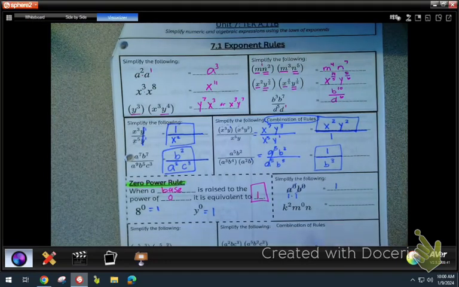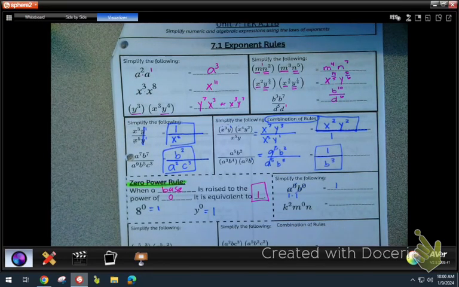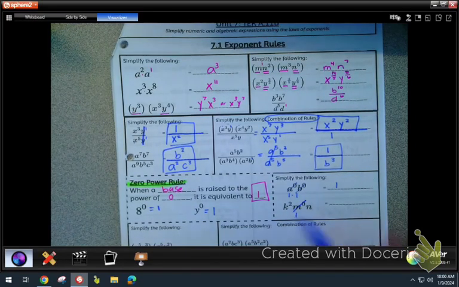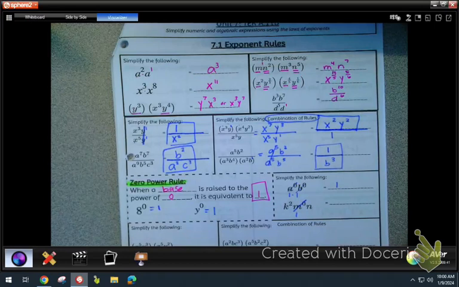All right, what about this one? K squared, m to the 0, n. Is that going to be 1 as my final answer? No. What's the only thing that 0 is attached to in this problem? m. So I only can get a 1 from this guy. Okay? So what is my answer? K squared times 1 times n. That's my answer.